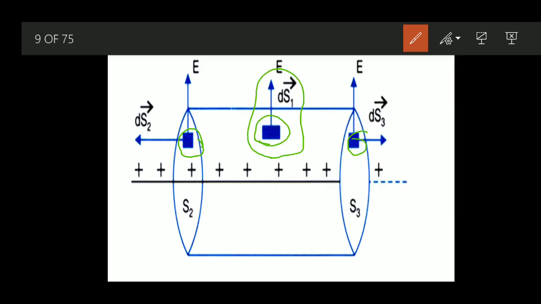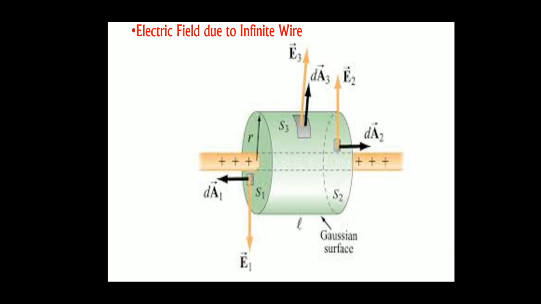I'm sorry. Here, what is the angle between them? It is 90 degrees, the angle between electric field and dS. And here the angle between them is 90 degrees. So, the electric field and area vector are perpendicular for the flat surface, and for the curved surface the angle is 0. Now, the same diagram, a little more clearly drawn.